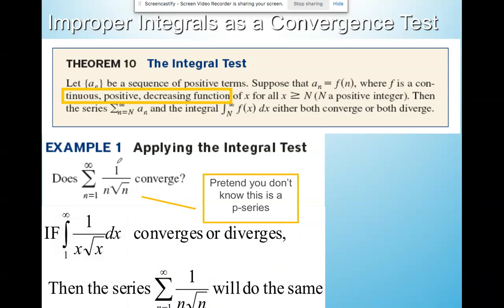And look what I did. I took this numeric series and turned it into a function, which is continuous, positive, and decreasing from 1 on. If the improper integral converges or diverges, then the series I base that integral on will do the same, just not necessarily to the same number.